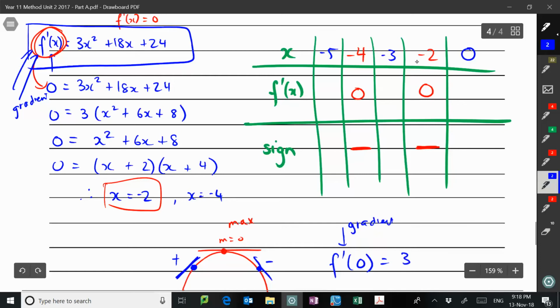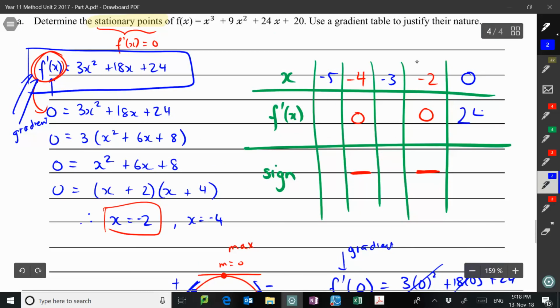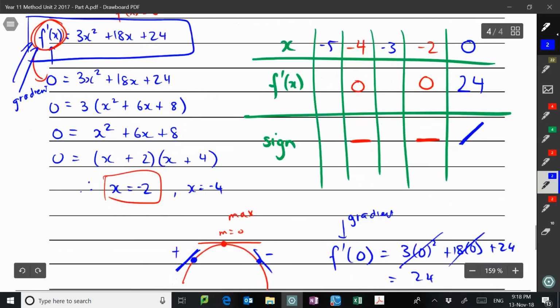So you've got 3 times 0 squared plus 18 times 0 plus 24. That gives me 24. So if this is 24 when x is 0, that's a positive gradient. The number 24 is a positive number. The gradient is 24, so it's a positive gradient. Then I do the same thing for -3.